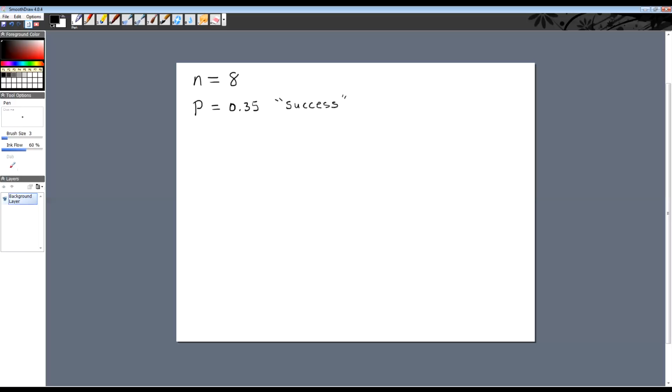Okay, you have to be careful with these types of problems because the binomial probability formula talks about successes and failures. A success is not necessarily a good thing. So here we have unwanted side effects. That is not a good thing. So if the probability of success is 0.35, the probability of failure is 1 minus 0.35, or 0.65. So this is the probability of failure.